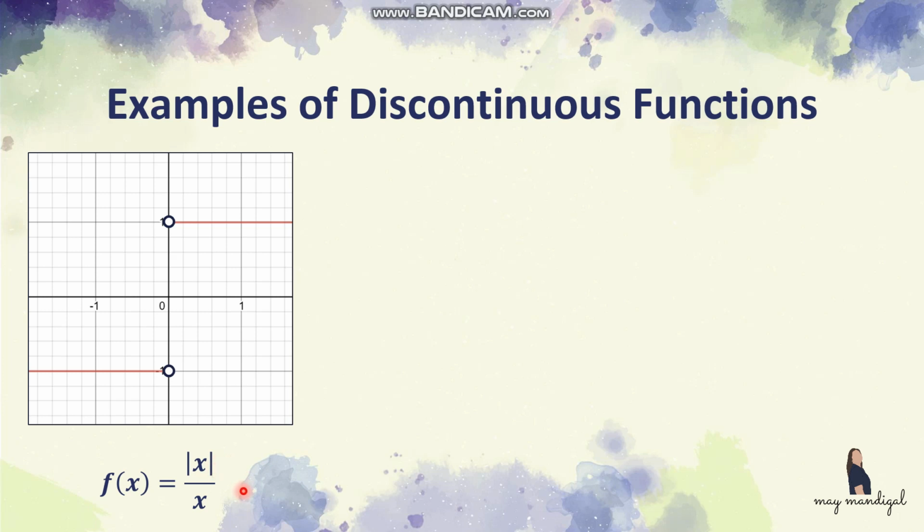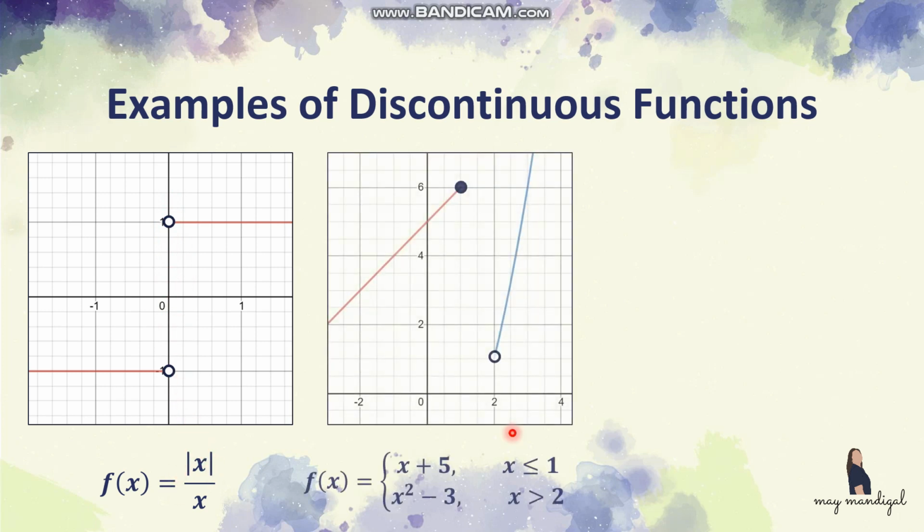So that will be indeterminate. So that's why we have a hole here, because 0 will not give us a value of this function. Another example is this one. I have here a piecewise function. Again, I cannot trace it without lifting my pen. I will start here, then I need to stop at this point, and to continue I have to jump or go here and then trace it again. So again, this is an example of a discontinuous function.